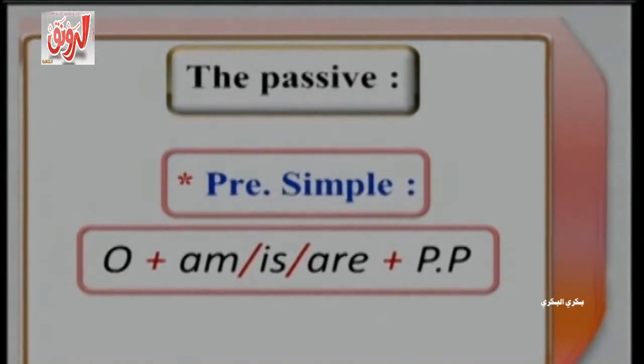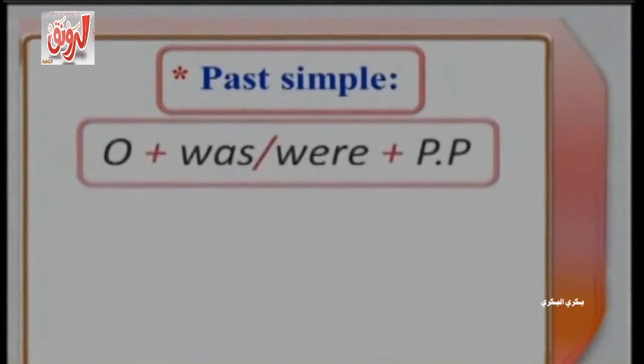Therefore, let me remind you of these rules. Learn them by heart, or write them down if possible. Present simple: object plus am, is, are, plus PP. The verb to be is always determined by the object. Past simple: object plus was or were plus past participle.